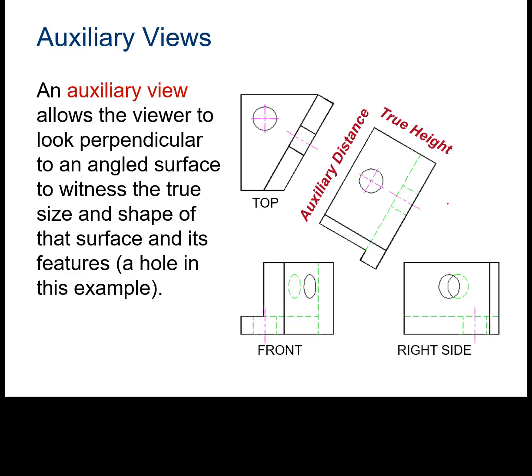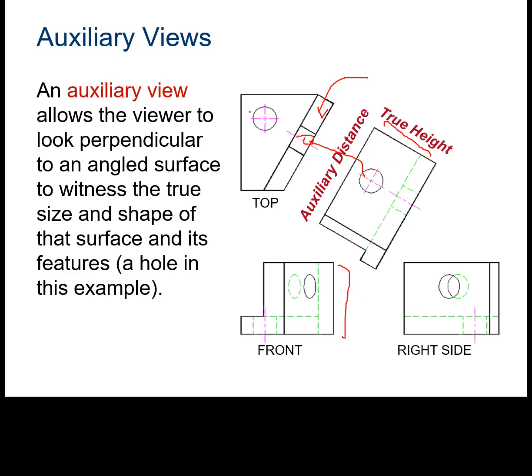But in this case, we have our front, our top, and our right side views. What we have right here is an auxiliary view. This auxiliary view is actually of this angled surface right here. So that's what we're seeing. This hole right here is this hole right here. And then the height right here is this height right there.